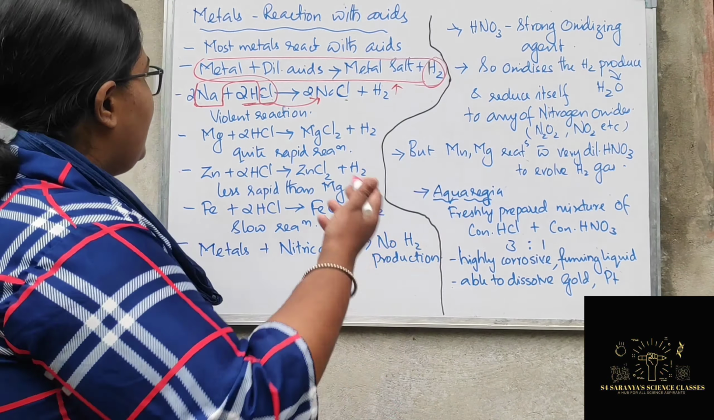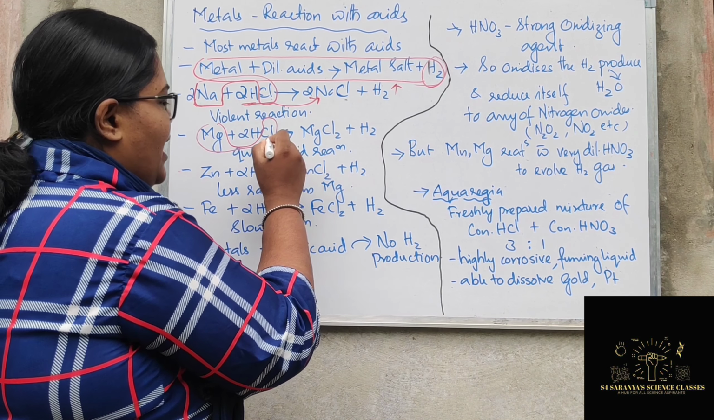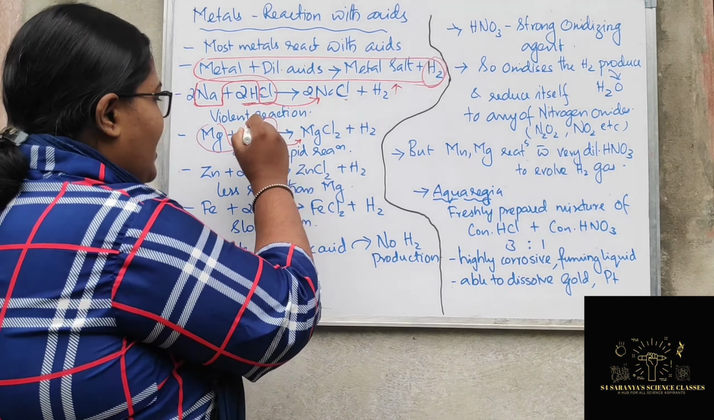If you are taking magnesium, then what will be the reaction? Magnesium also gives the same reaction: metal salt and hydrogen gas. Only the rate of reaction changes. Magnesium reacts with hydrochloric acid and forms magnesium chloride, and hydrogen gas will be released. It's also quite a rapid reaction, not as much as sodium, but quite rapid because magnesium is also highly reactive.